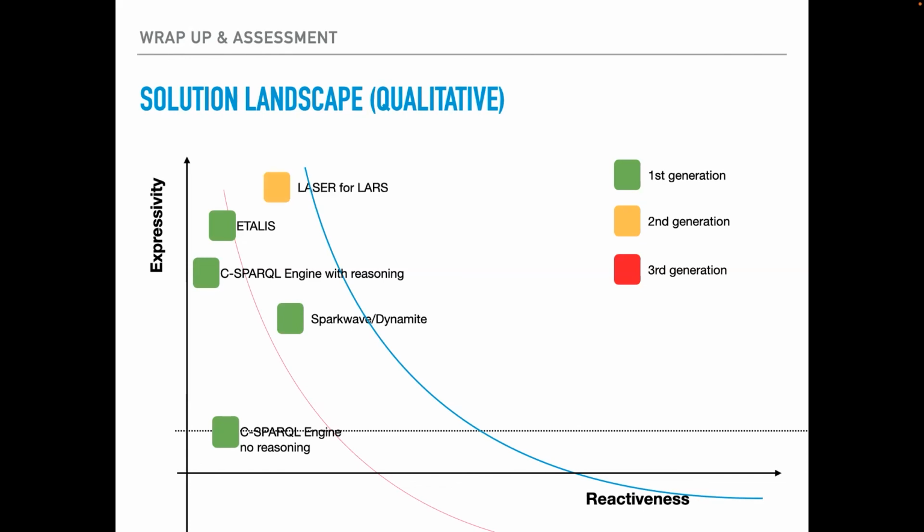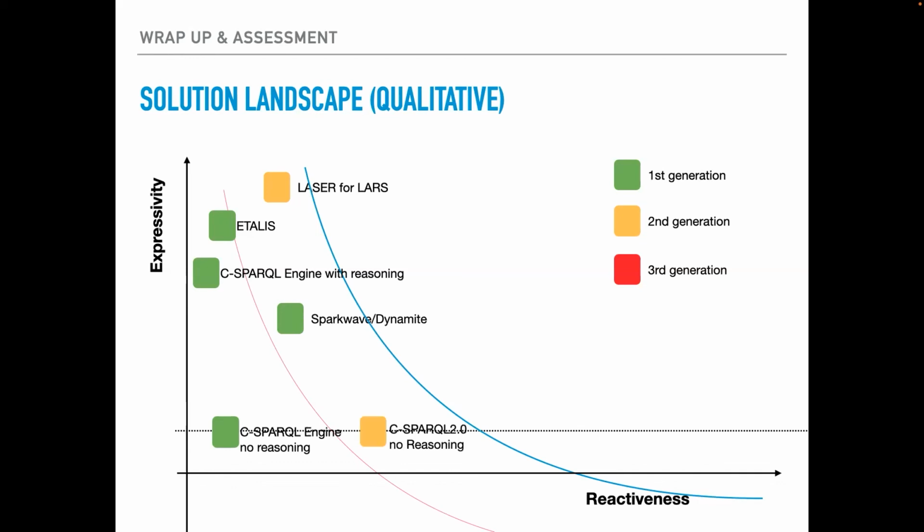In the second generation, probably one of the best systems that I'm aware of is called Laser, done at the Vrije University of Amsterdam. And it implements a very expressive language that is called Lars, that comes from the University of Vienna. And that is probably one of the most expressive systems that was ever built. And it was built as a distributed system, so also quite scalable.